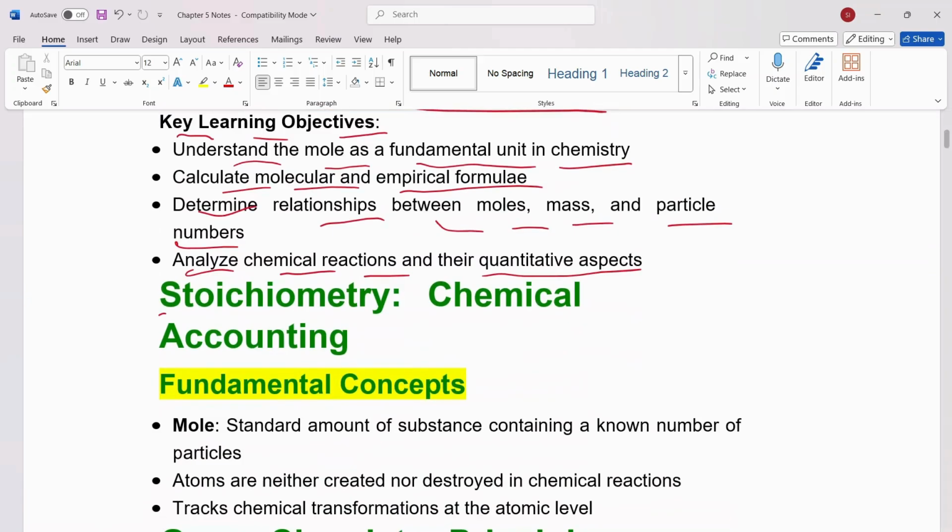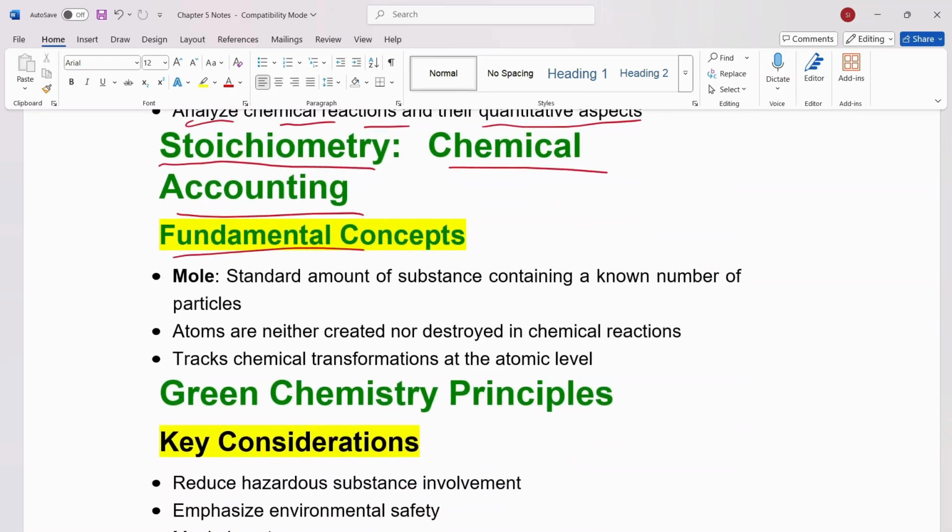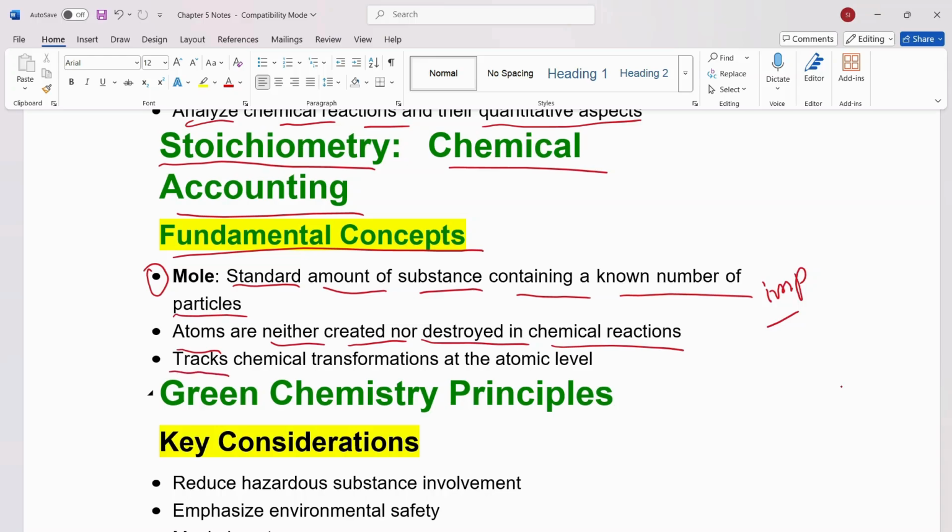Alright, so let's start with stoichiometry. It's a chemical accounting. Fundamental concepts here is mole, which is a standard amount of substance containing a known number of particles. It is important, so it's important to learn it. Then atoms are neither created nor destroyed in chemical reactions and tracks chemical transformation at atomic level.